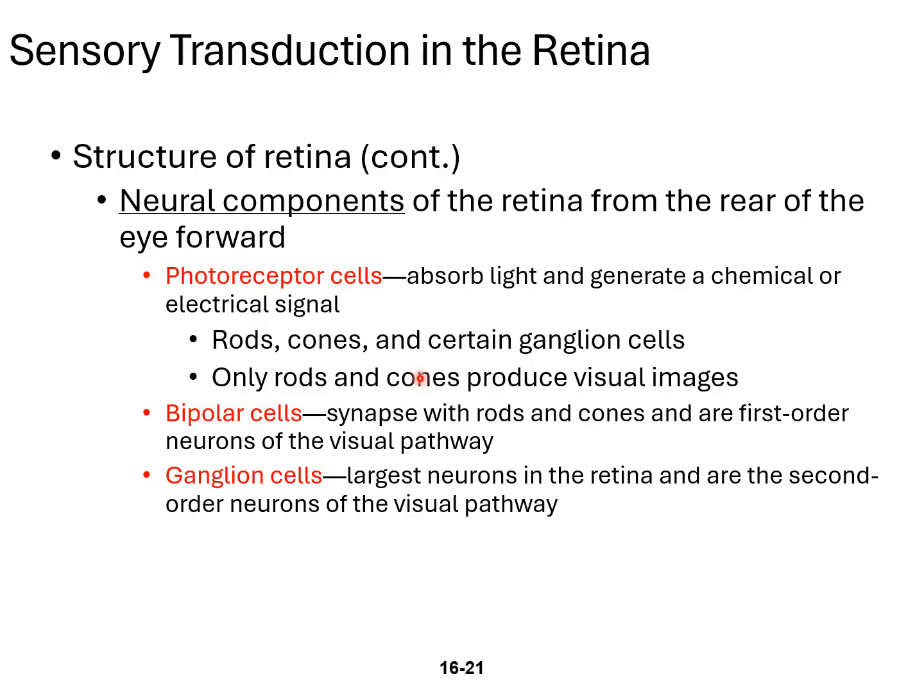After the rods and cones, you have horizontal cells, and after the horizontal cells, you have bipolar cells. These bipolar cells synapse with rods and cones and then pass signals back. Eventually, they reach the output neurons called the ganglion cells. These are the largest, and their axons, the signals that they're sending away, start to form the optic nerve, cranial nerve 2.